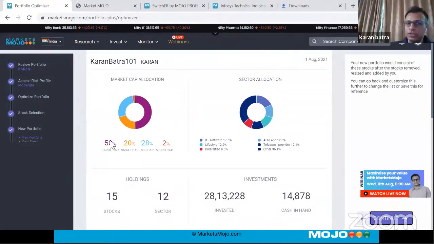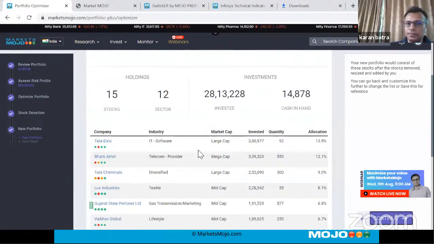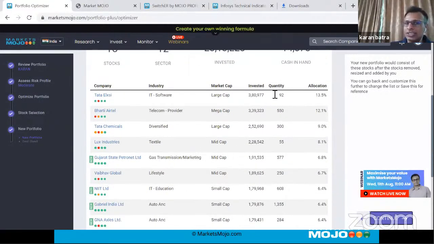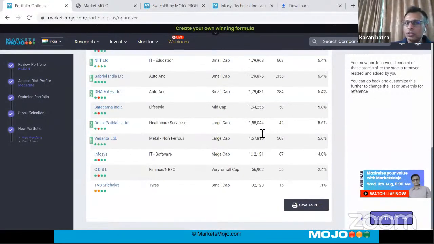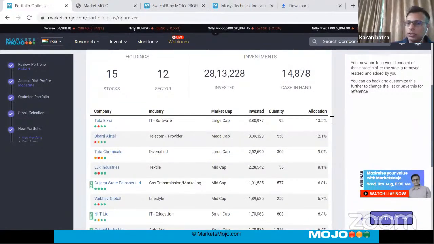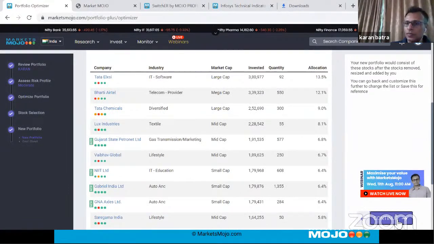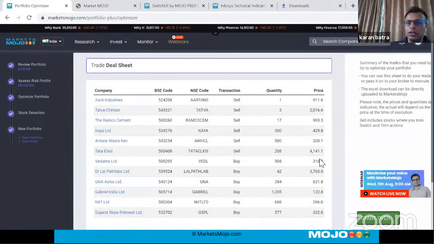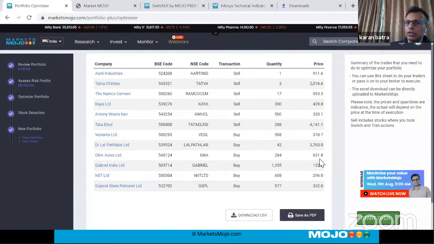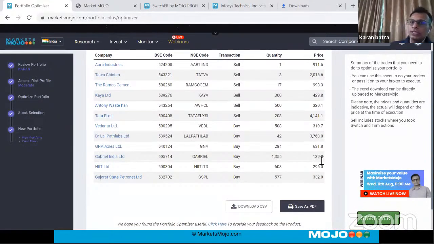This is the new portfolio, which is 50% large cap, 20% small cap, and 30% mid cap. These are my 15 stocks, and this is my new allocations. So you see, my portfolio got right size. Now it's 13.5 in Tata Elxsi, 12% in another stock. You'll also get a deal sheet. Like the model portfolio, this deal sheet has all the details of what you need to sell, what you need to buy. Again, you can send it to your broker or use it as a reference.